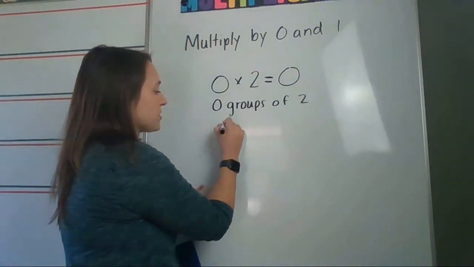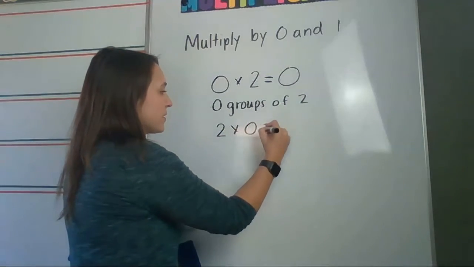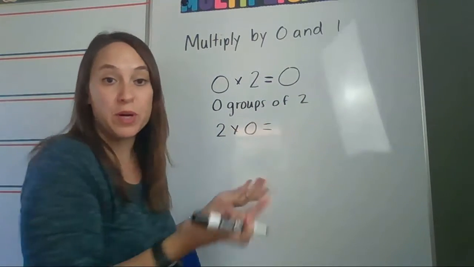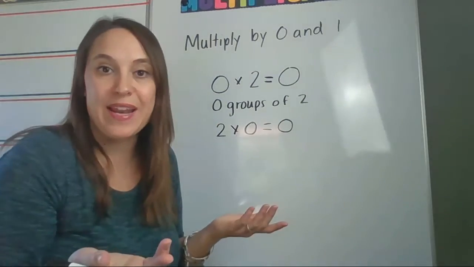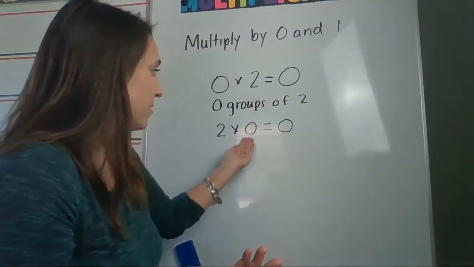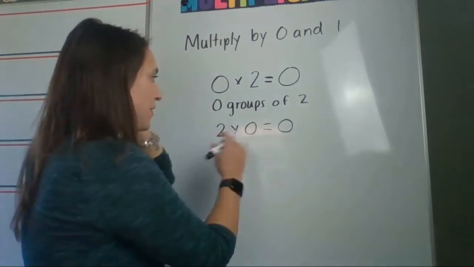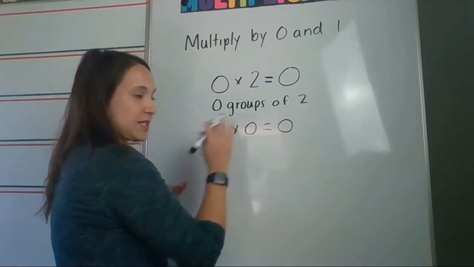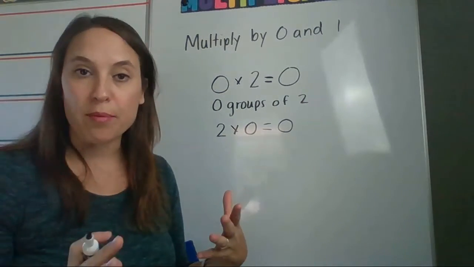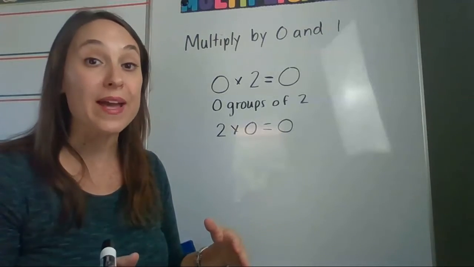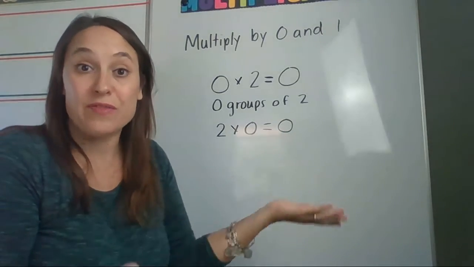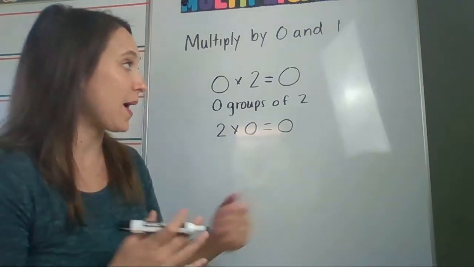If we would reverse this, I have 2 nests with 0 birds. How many birds do I have? I don't have any, because I have no birds. So you can think of it either way, and it would still equal 0. Any problem, as long as you have 0 as a factor, the answer is always 0 because you have nothing of that to multiply.